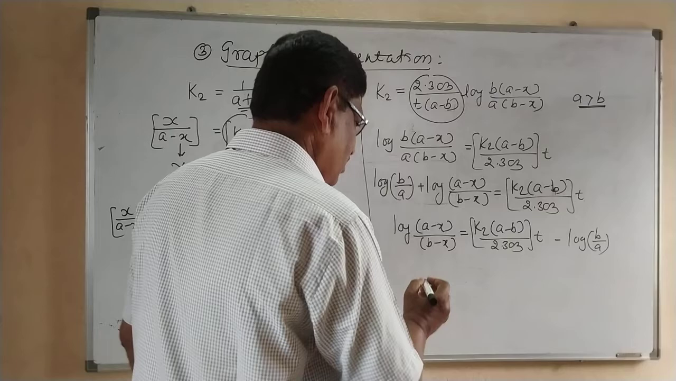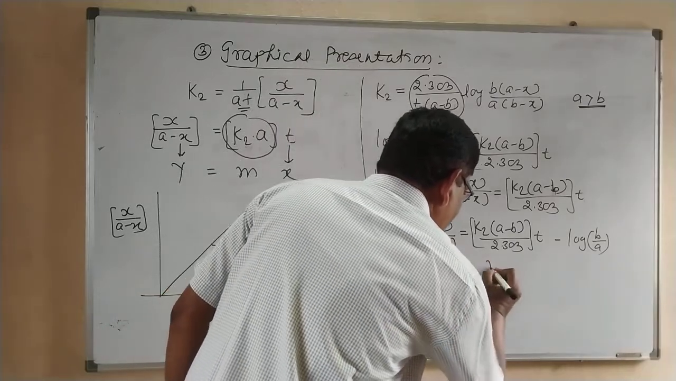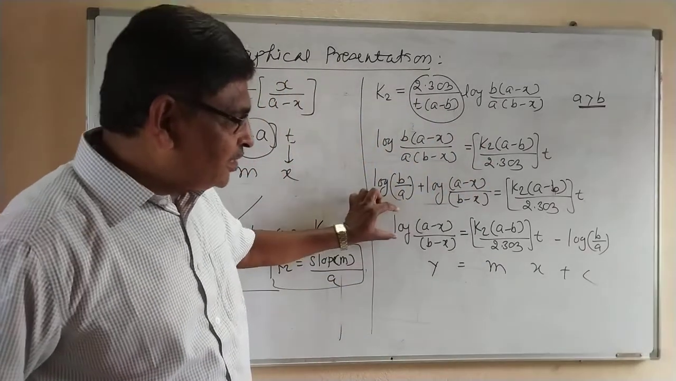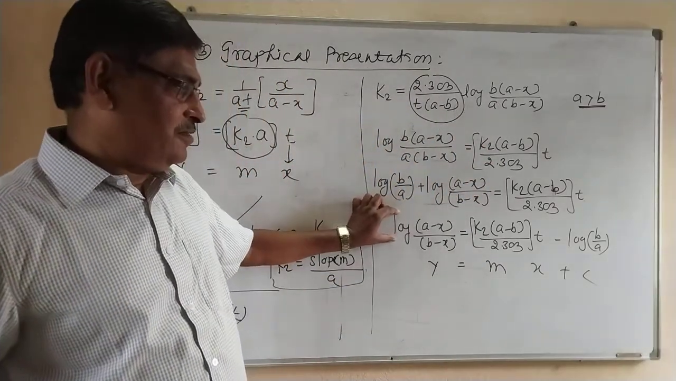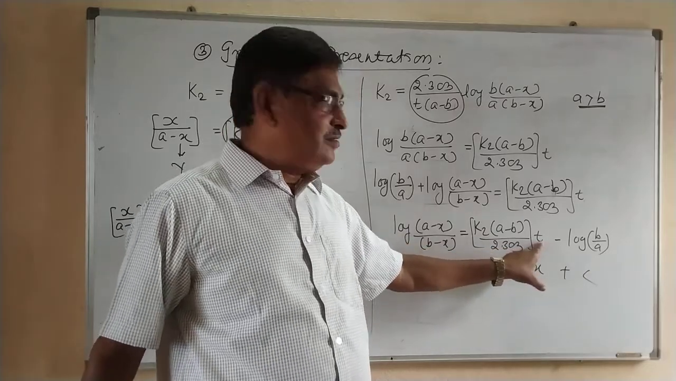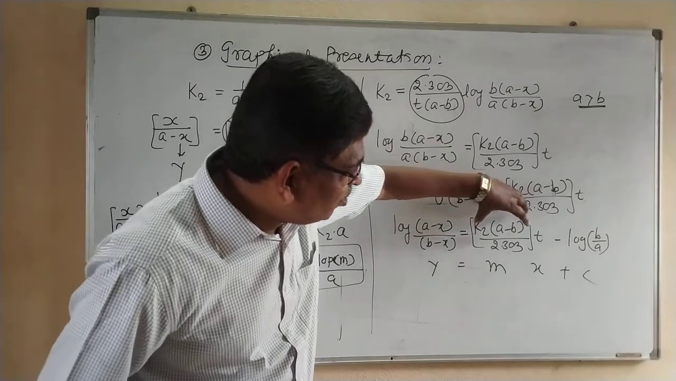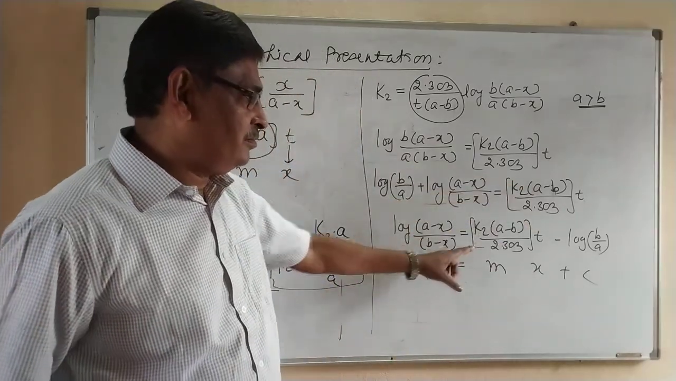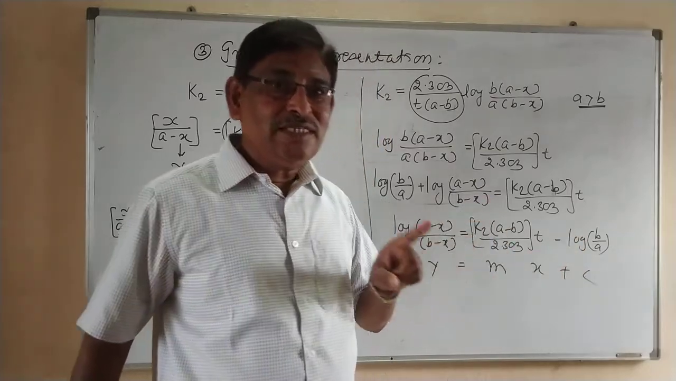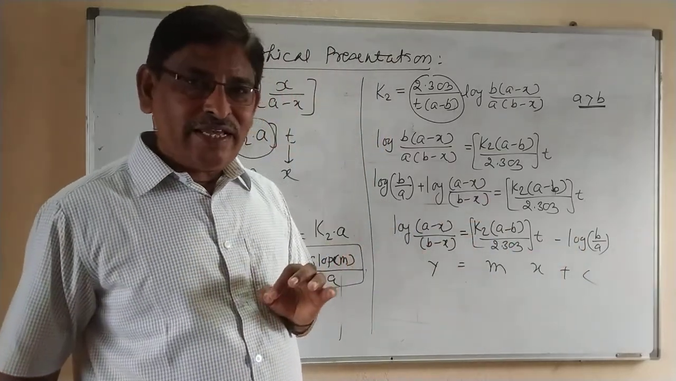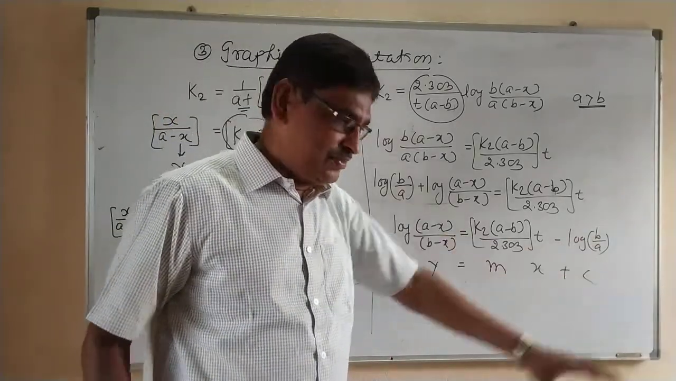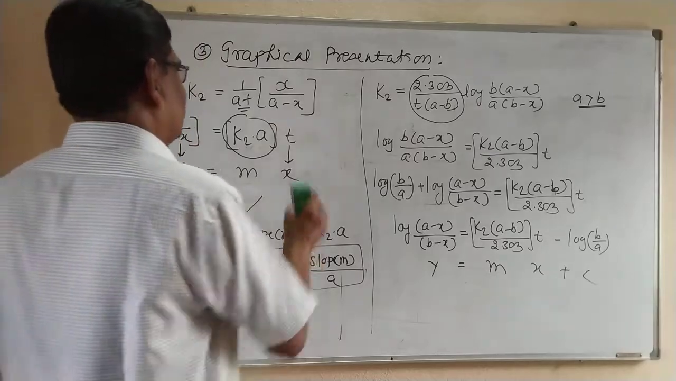This is the equation of a straight line, y is equal to mx plus c. That means this term is taken along the y-axis, time is taken along the x-axis, and this will be the slope of the line. And this is the y-intercept. The y-intercept is negative, so proper care should be taken in representing this term in the graph. Right? Now I plot the graph.